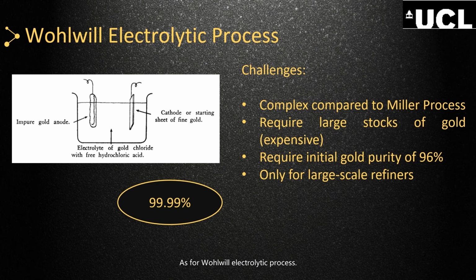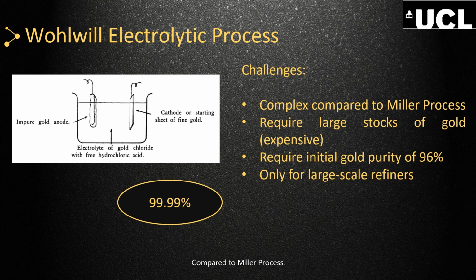As for the Wohlwill electrolytic process, in this process, a casting of impure gold is lowered into an electrolyte solution of hydrochloric acid and gold chloride as the anode. With an electric current, the gold migrates to the cathode made of pure gold, leaving the impurities as a separate solution or residue. With this method, the purity can reach 99.99%, while the limitations are as follows.